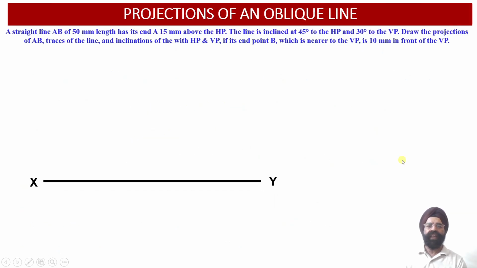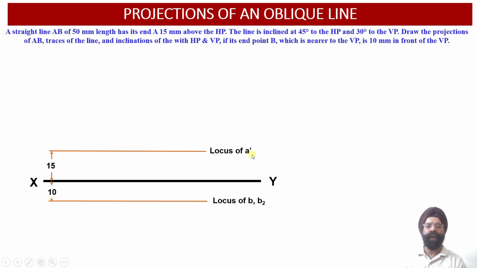Now let us evaluate the projections of this oblique line. So here we have got the XY reference line. We have been provided with the information that the end A of the line lies 15 millimeter above the horizontal plane. So we have marked a distance of 15 millimeter above the XY reference line, or above the horizontal plane, and we have obtained a horizontal projector line which is going to provide us with the locus corresponding to the point A dash of the elevation projection view corresponding to the point A.